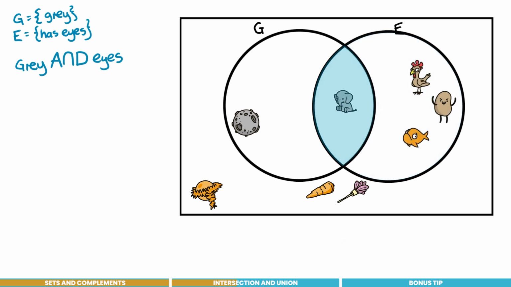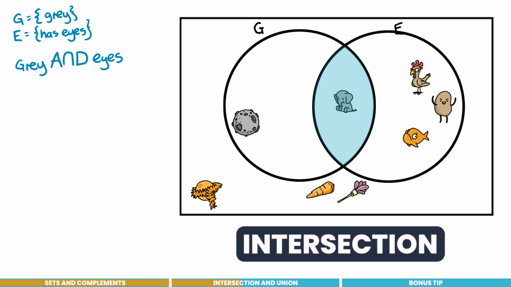This area where G and E overlap is simply called the intersection of G and E. Writing "and" like this helps us remember that the symbol for intersection is this funny upside down U. So intersection is when we are interested in something being in both sets, so G and E.